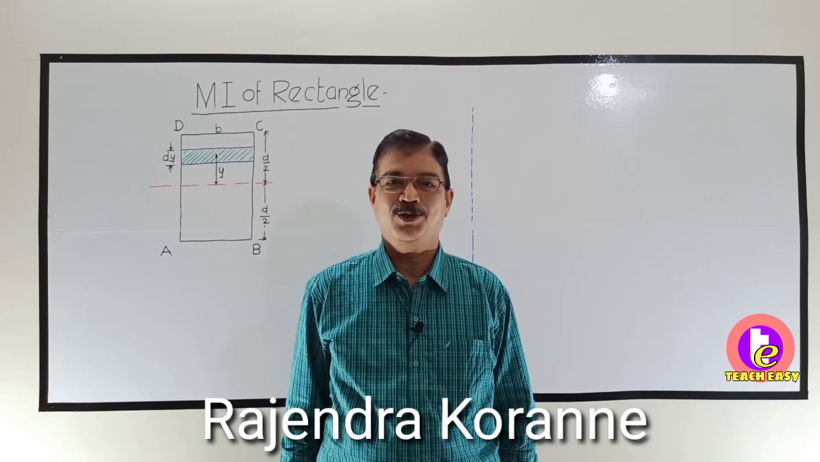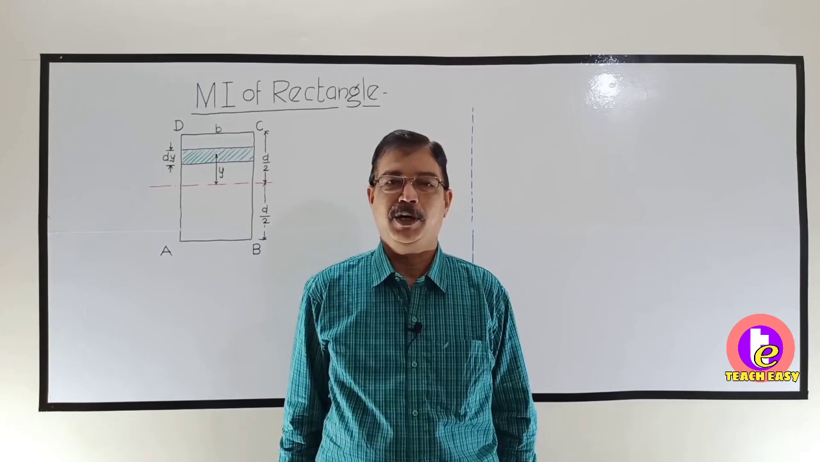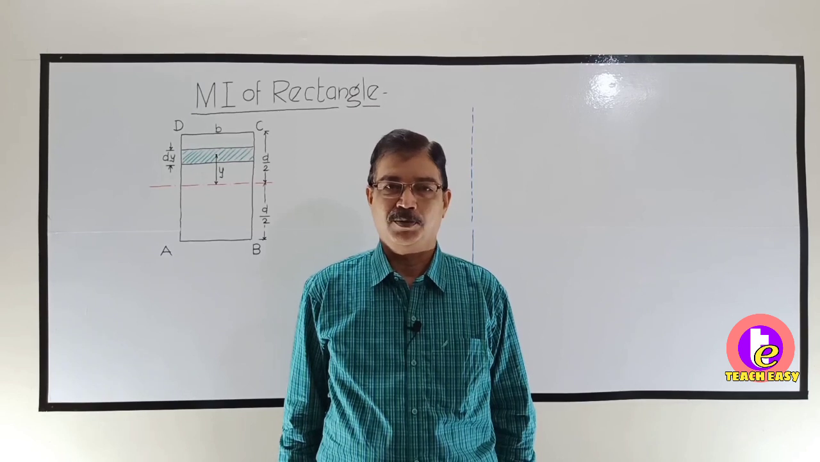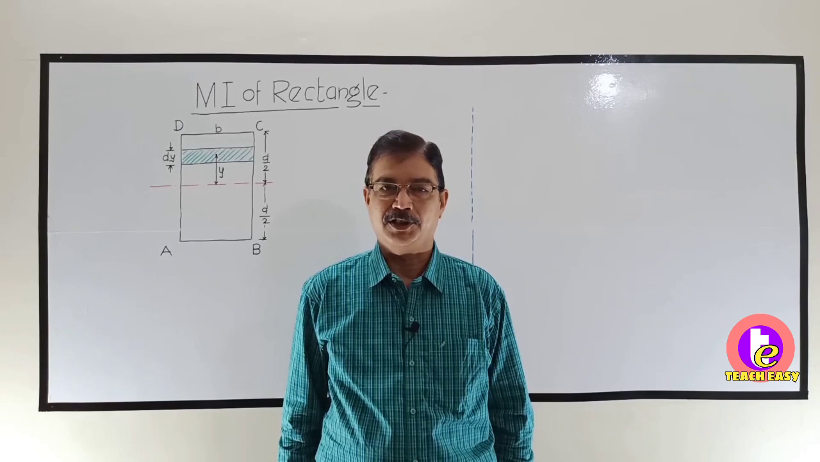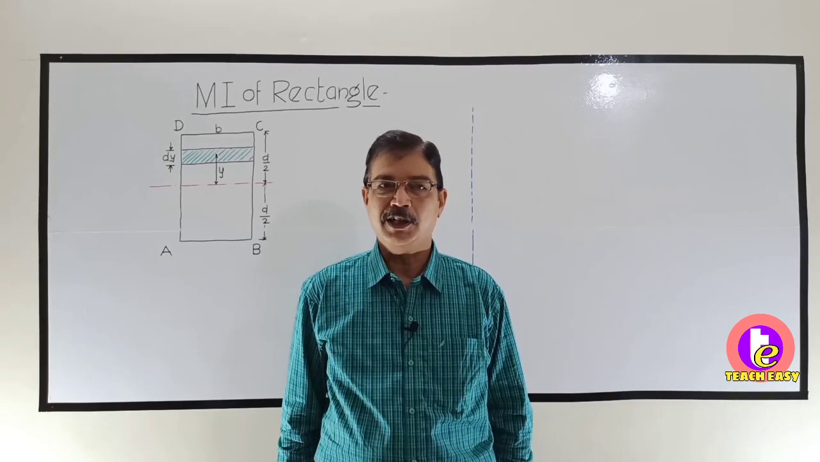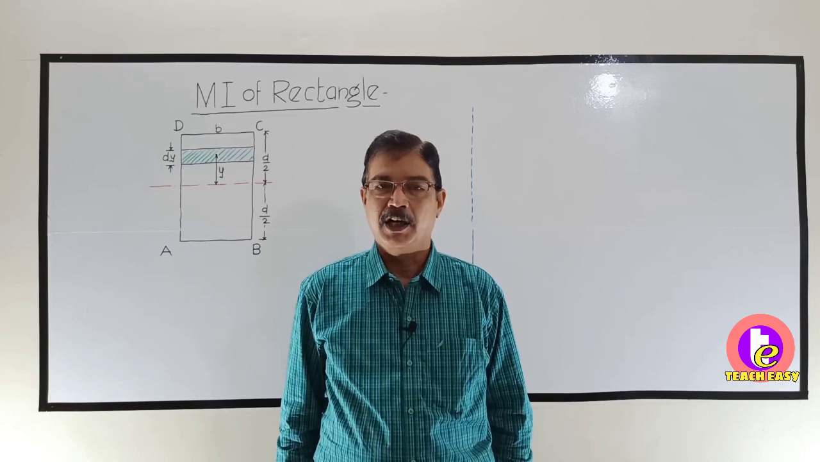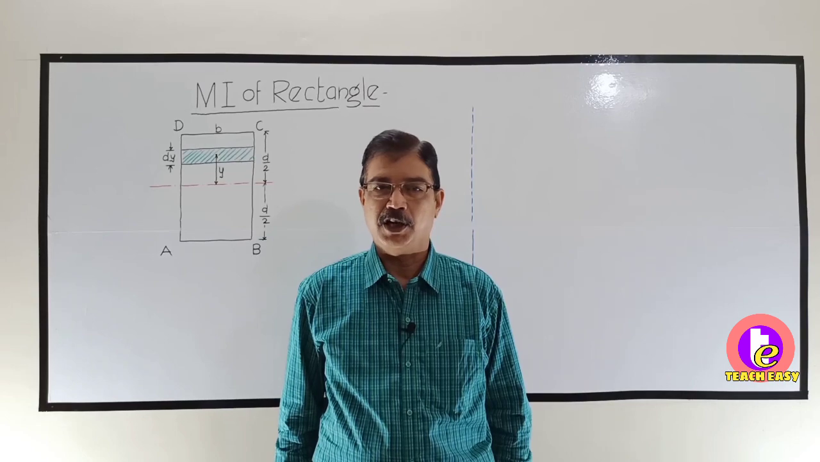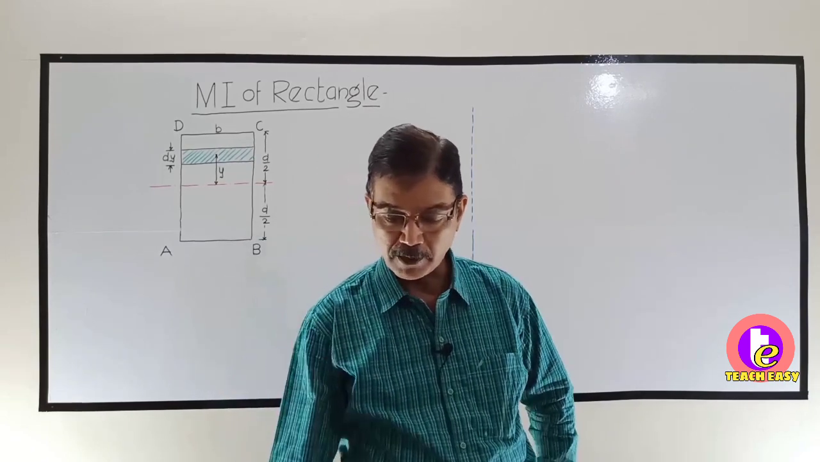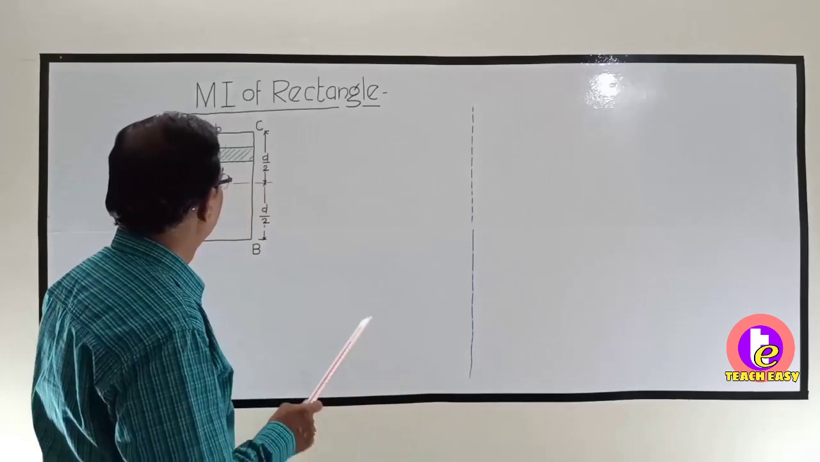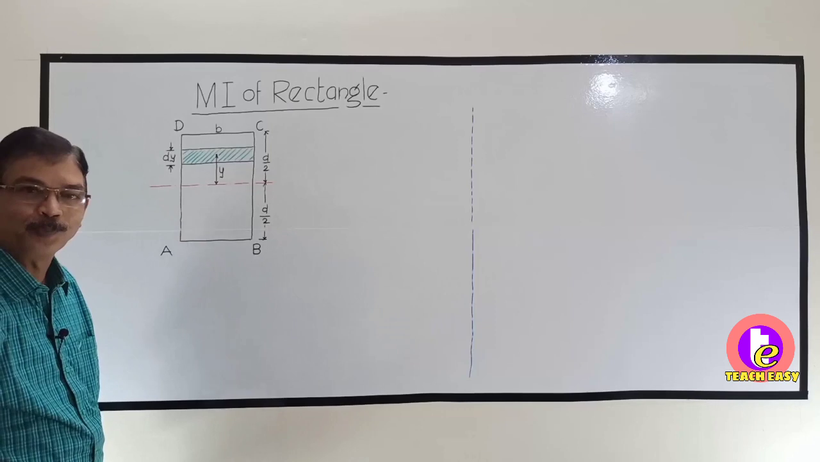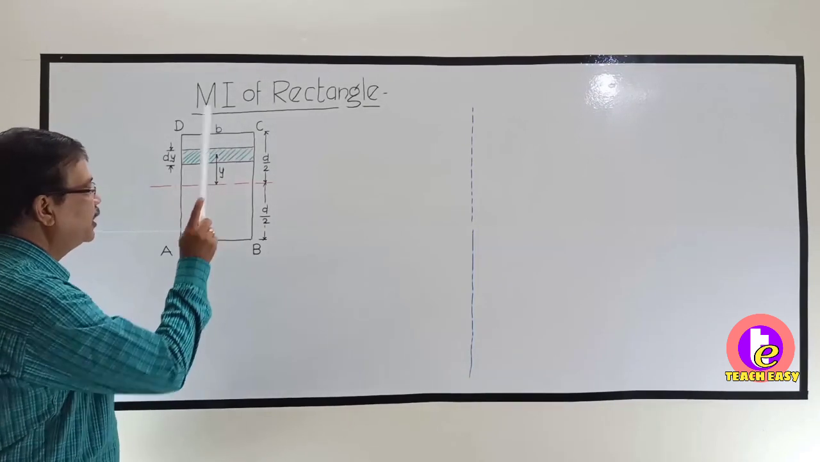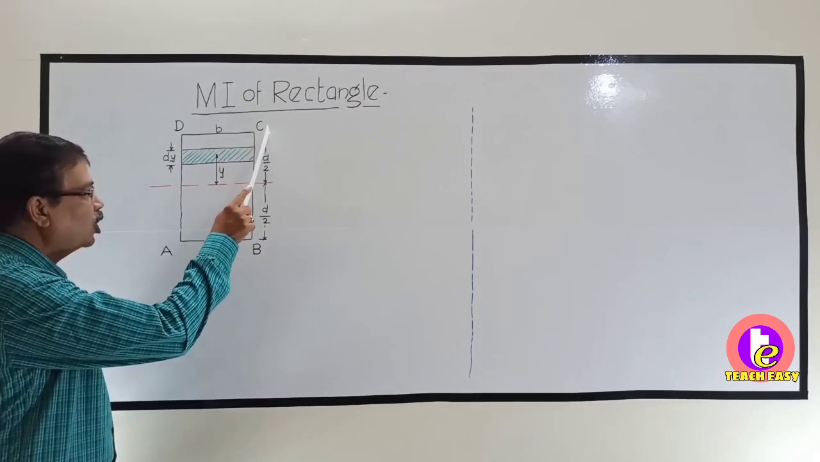In previous lectures we saw the definition of moment of inertia, radius of gyration, parallel axis theorem and perpendicular axis theorem. Now using all these things, today we will see how to obtain an expression for moment of inertia of a rectangle. For that purpose, let us consider a rectangle ABCD whose width is small b and whose depth is small d.